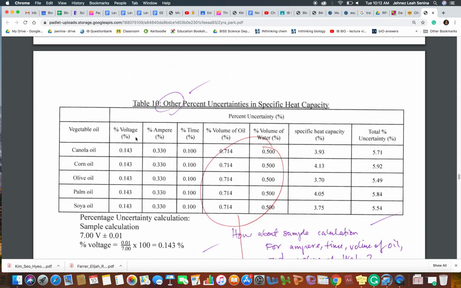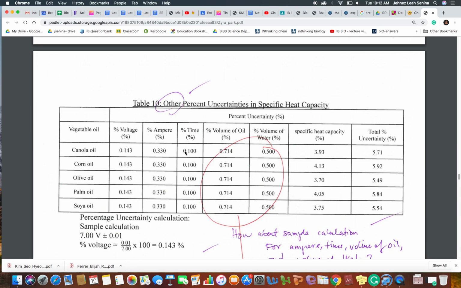Now, voltage is not in her equation, right? So earlier, when she was doing mcΔT equals mcΔT, she didn't really put voltage. It's not in the formula. But it was in her procedure. So she has to add uncertainty from the voltage and the ampere. Those are from the voltage generator that she connected here.